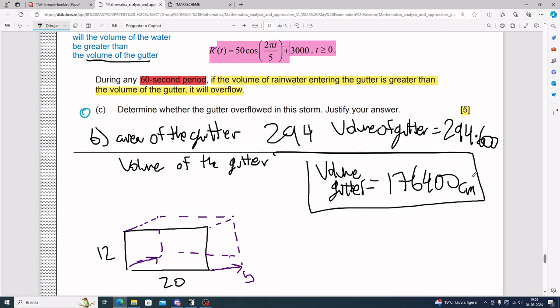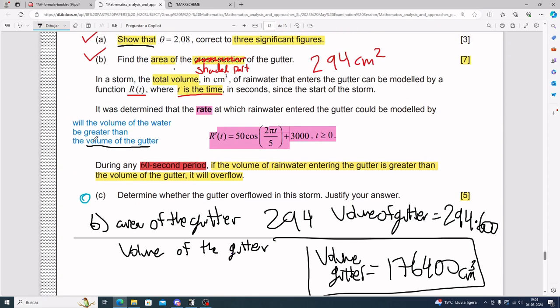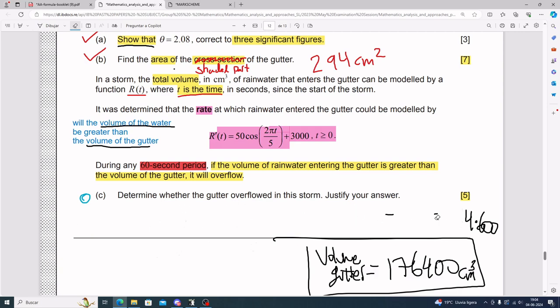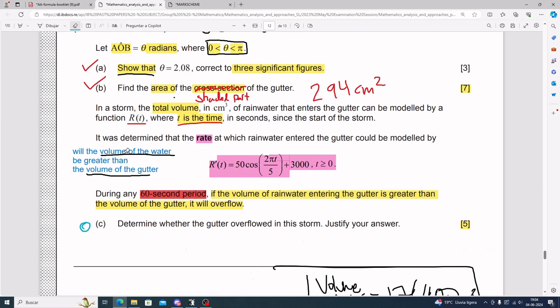See? So, once we establish that the volume of the gutter is 176,400 centimeters cubed, okay, now you need to try to find the volume of the water or of the rainwater. See? And so think about it this way, right? This is the intuition that I'm going to really try to embed upon you. So right now you have a function for rate. See? Now, we are talking about the volume of the rainwater in a 60-second period.